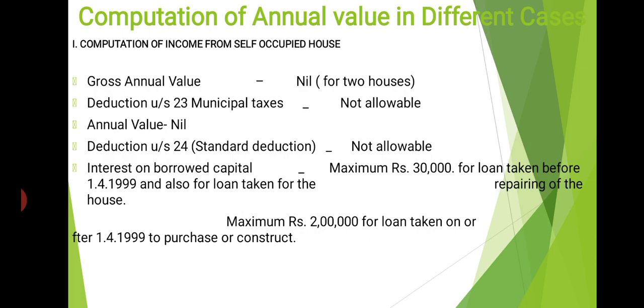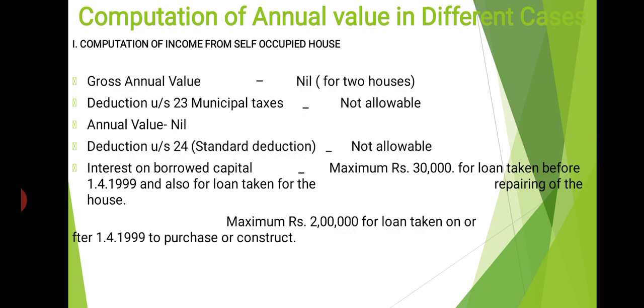First one, that is computation of income from self-occupied house. We have different categories: self-occupied house, let out house. Let out house can be divided again into two: partly let out, fully let out. So we will discuss in our classes these cases in detail. First one, computation of income from self-occupied houses.